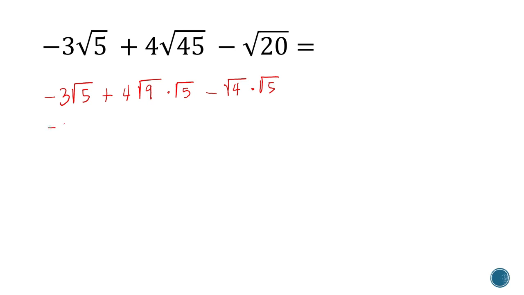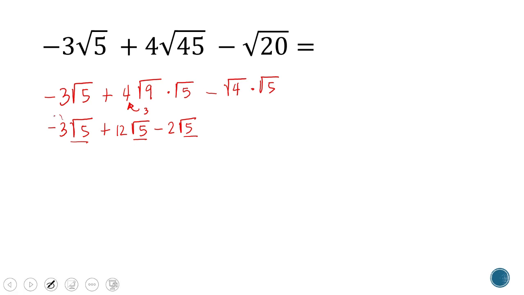All right, so now this will be equal to negative 3 square root of 5 plus, what is the square root of 9? It's positive 3. We multiply that to 4. That gives us 12 square root of 5. Minus, this is just square root of 4, which is 2. So 2 square root of 5. Now here, we can see that the radicands are the same, and obviously the indices are the same, right? So we can perform now the indicated operation among the numerical coefficients. So negative 3 plus 12 minus 2. And that is equal to 7 square root of 5.